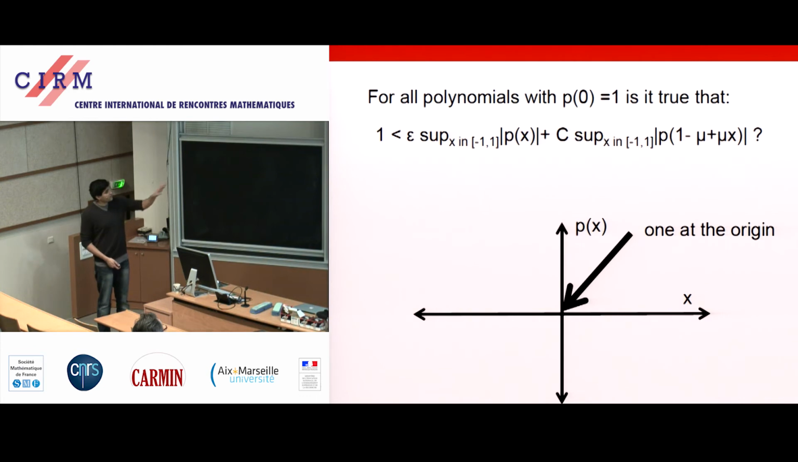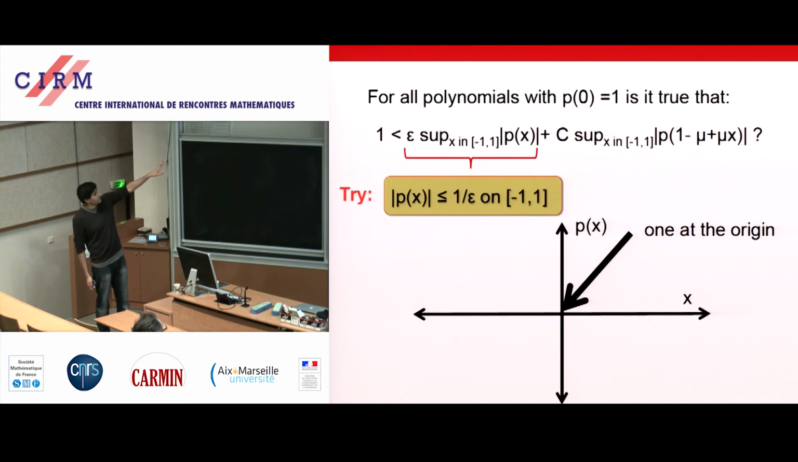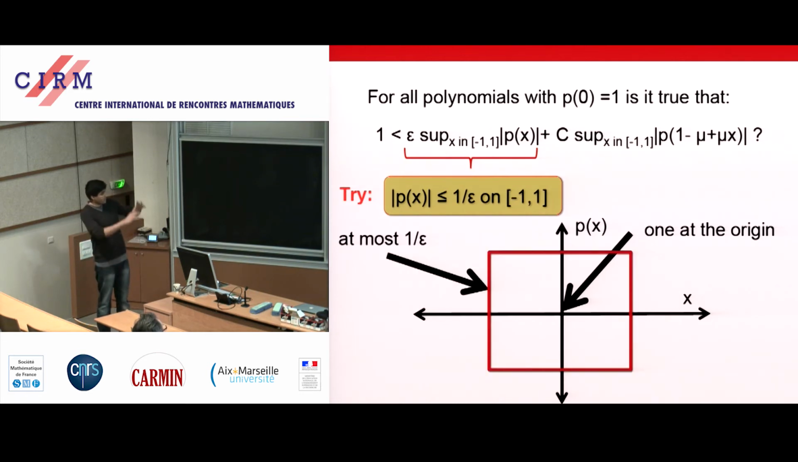So let's picture what this polynomial might look like. It's 1 at the origin. Now the first constraint really means that you should think about p of x as being at most 1 over epsilon on the interval -1 to 1. Because otherwise it's large just because of that value already, and the inequality is definitely true. So the polynomial is at most 1 over epsilon here.